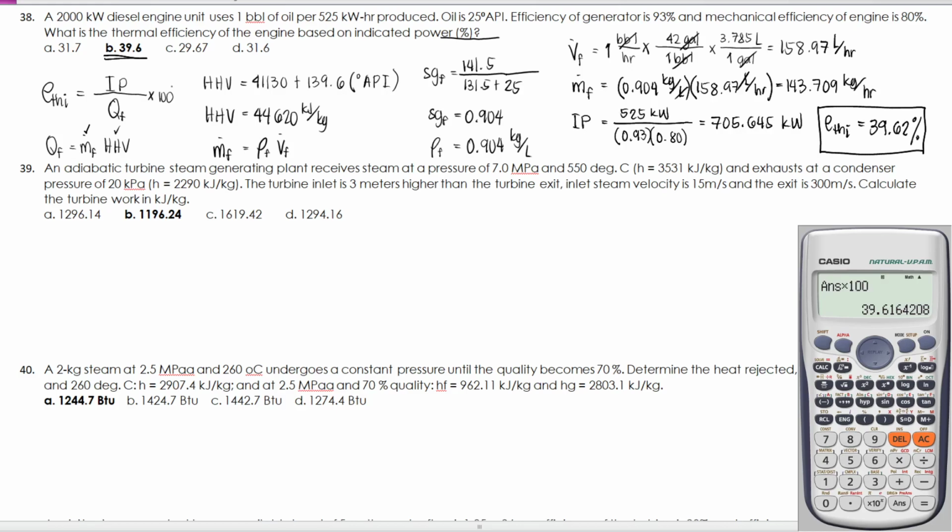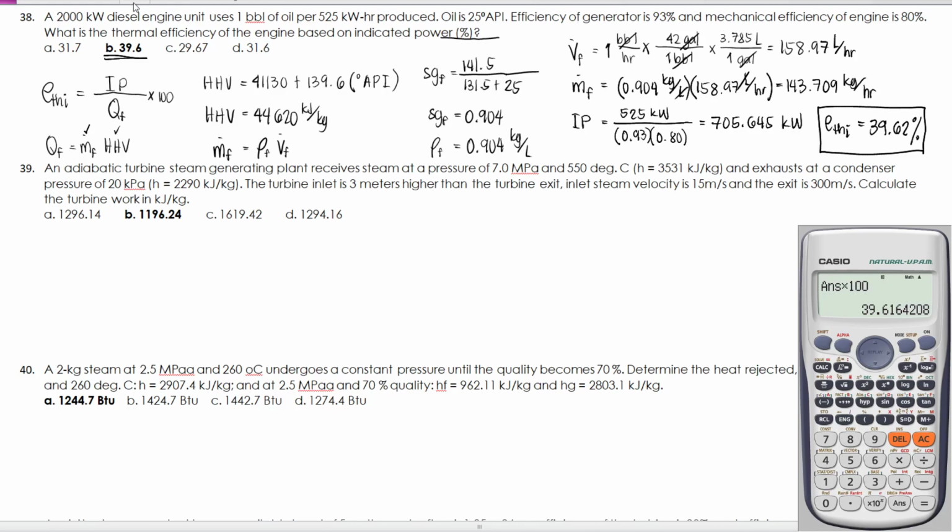Then, kung ano mang magiging basehan natin for this thermal efficiency, based on generated power man yan, or based on brake power, or based on indicated power, ang ating heat input palagi is based on the heat generated by the fuel, which is equal sa mass ng fuel times its higher heating value. So, please be reminded na lang palagi dun sa mga formulas para sa iba't ibang properties ng fuel. Okay? So, that is about diesel power plant.